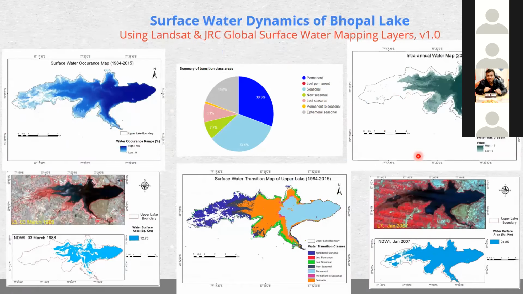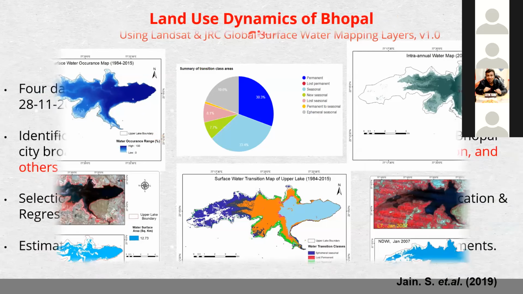Then another study that we have performed was estimating the surface water dynamics of Bhopal Lake. It's a very huge lake in Bhopal city, and we get a very good amount of information on how much area has actually come under water zonation throughout 30 years of analysis. That means how much area is permanent water, how much area is seasonal water, or how much area has actually converted from permanent water to seasonal water. So all these types of analysis have been done in the Google Earth Engine itself.